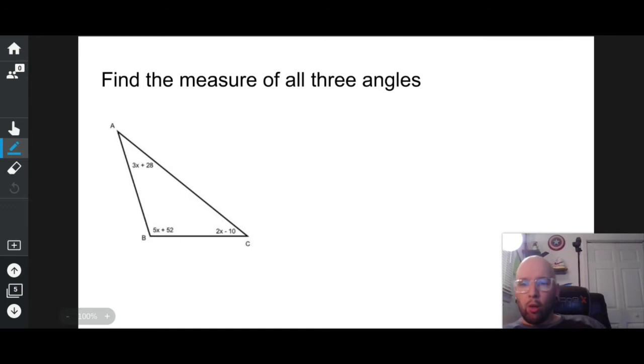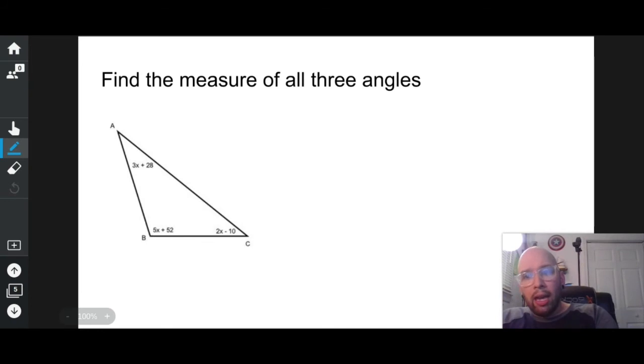So I have angle A, I have angle B, and I have angle C. And in the end, I have to find each one. Before I do that, I have to find X. So like if X was 10, I would plug in 10 for X, and I'd plug in 10 for X down here and plug in 10 for X down there, and I'd get all three angles. But I don't know what X is. It could be 10. I've never done this problem. We'll see. What I do know is all the angles in a triangle add up to 180.